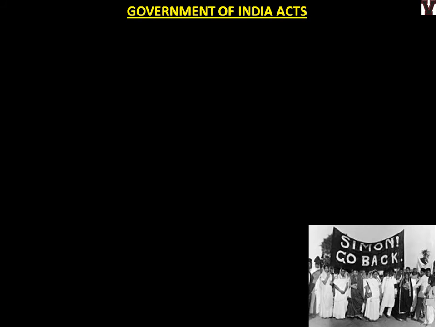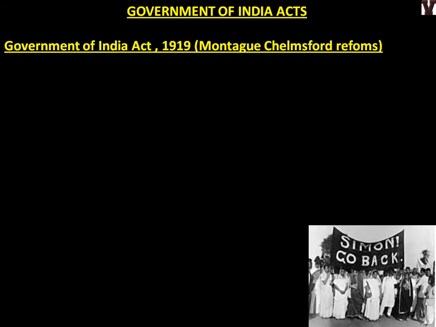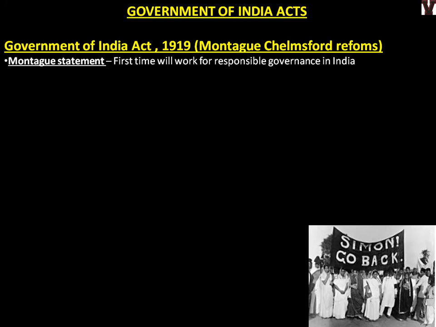Now we will see the Government of India Act, and the most important being Government of India Act 1919, Montagu Chelmsford reforms. You should remember 1917 Montagu had given a statement that they will bring in good reforms in India for the good governance of India, that is actually self-governance of India, so more Indians can come in. So we have to know Montagu statement, which we have done in previous chapter. Please see that. First time will work for responsible governance in India. Now we will see little provisions about it.